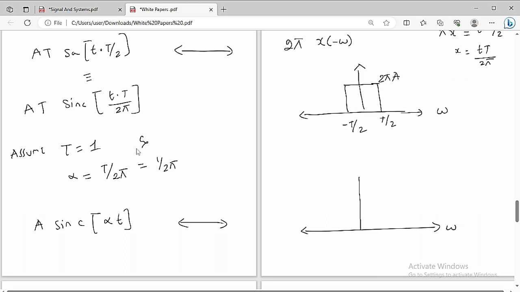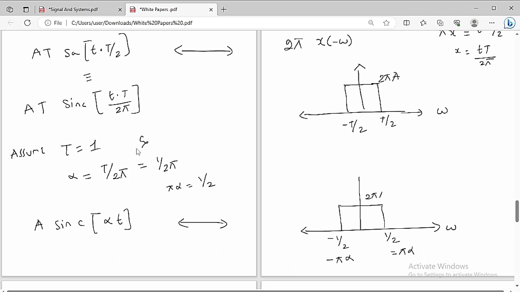Now, this is the graph that we are going to get. What is pi into alpha? Pi into alpha is nothing but pi by 2, so when t is equal to 1 by 2 it will become 1 by 2 and minus 1 by 2. So 1 by 2 I can write as pi alpha also, and minus 1 by 2 means minus pi alpha. Here it is 2 pi a.